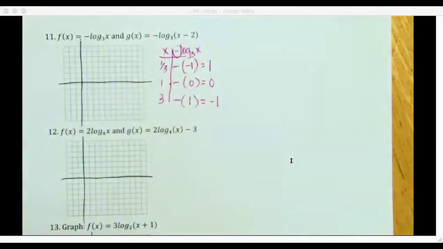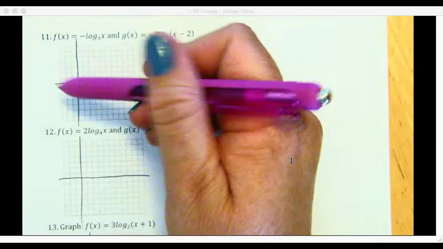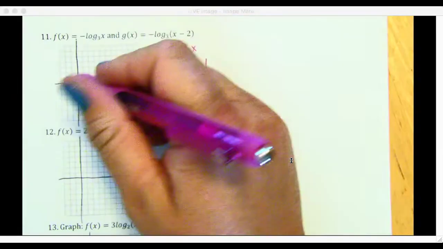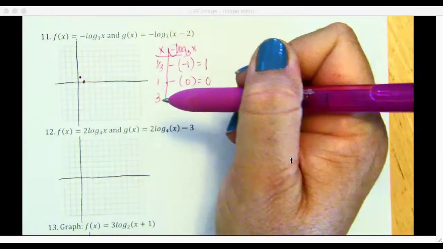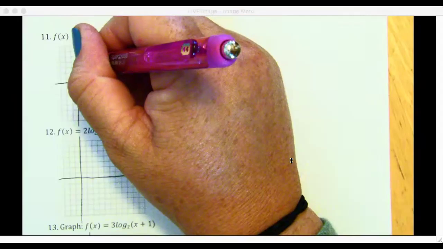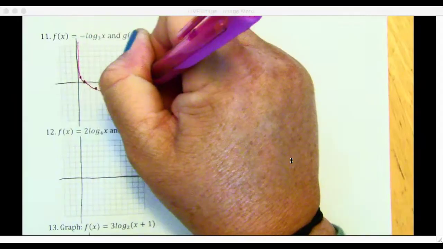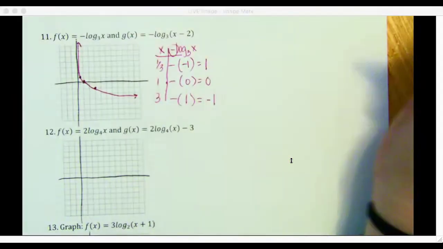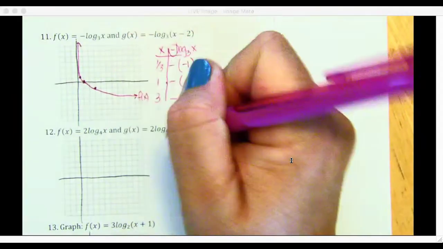So this negative is going to end up reflecting our graph across the x-axis. So now I have the points (1/3, 1), (1, 0) still, and then (3, -1). So now my graph looks like this, and that is my logarithm graph for f of x.